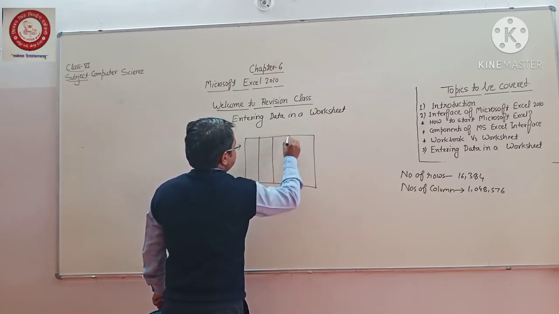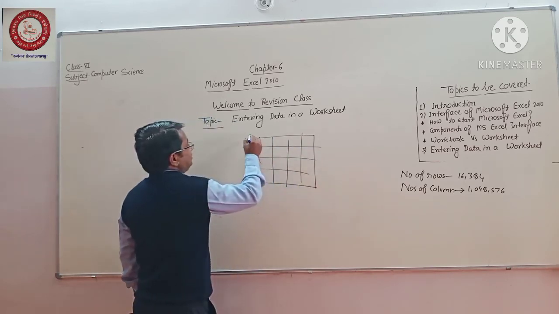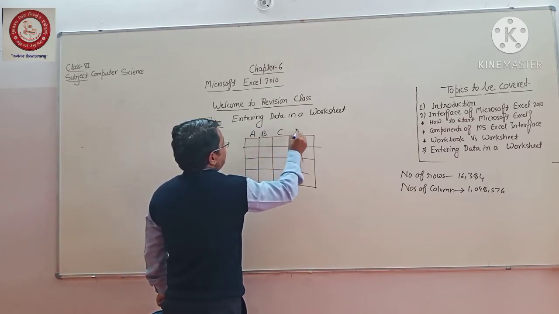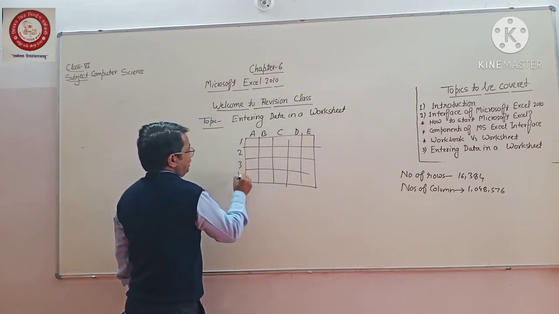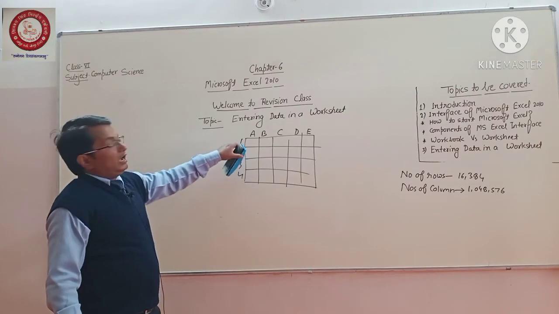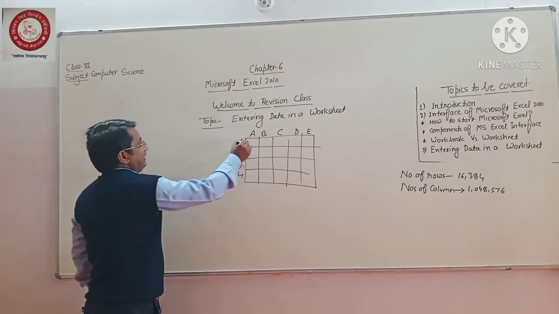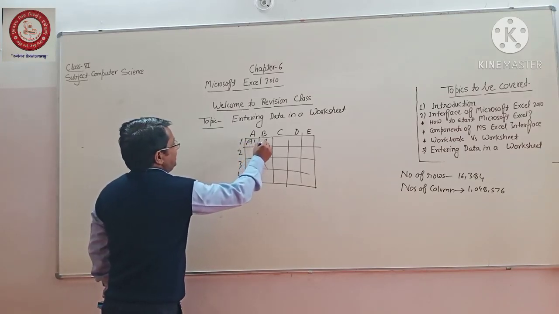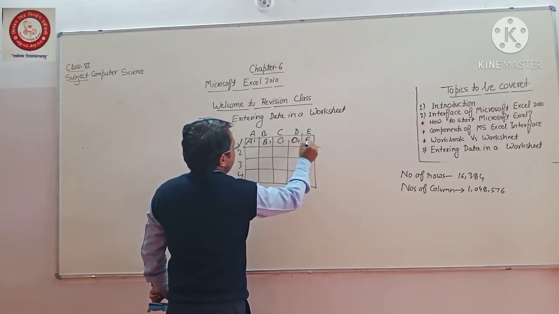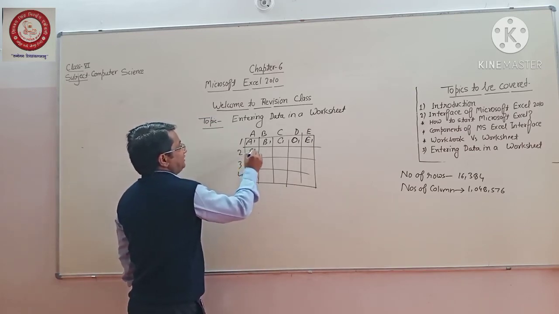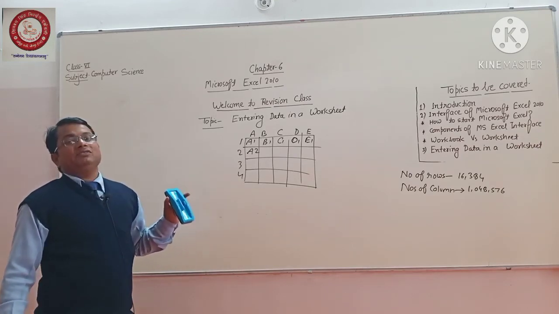Suppose this is your Excel sheet. The columns are labeled with alphabets A, B, C, D, and the rows are numbered 1 to 3. If I want to find the address of this cell, the address is A1, then B1, C1, D1, E1. After this comes the address A2. Now I want to enter some data into it.